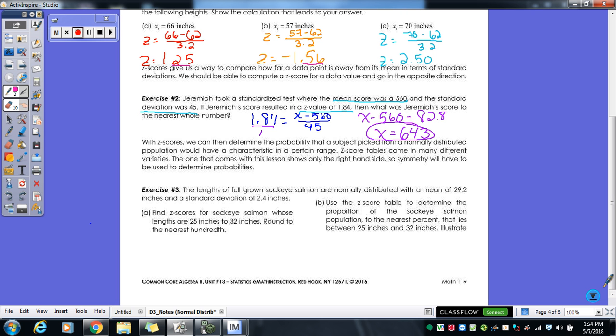So number 3, we have the lengths of full-grown sockeye salmon are normally distributed with a mean of 29.2 inches and a standard deviation of 2.4 inches. They want us to find the z-scores for the salmon whose lengths are 25 inches to 32 inches, round to the nearest hundredth. So first we're just finding some z-scores. Z-scores are easy. Let's start with the 25-inch salmon first. So 25 minus our mean of 29.2, divide by our standard deviation of 2.4, and let's get our z-score to the nearest hundredth.